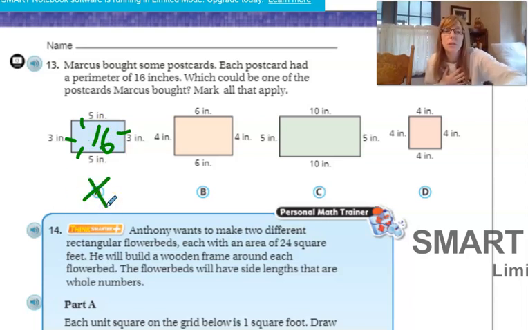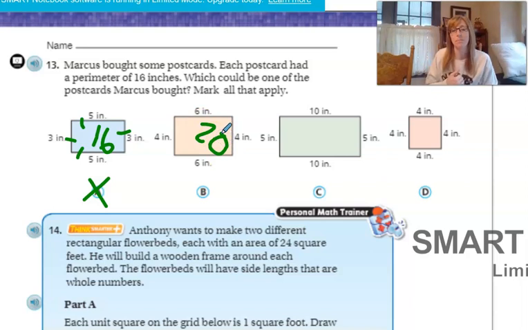This next one is 6, 4, 6, and 4. Well, I'm going to put together the 6 and the 4 because that's super simple. Those two sides are 10, and the other 6 and 4 are 10. So that would be, you are correct, 20. That one doesn't work.